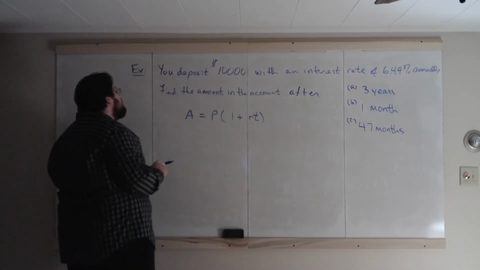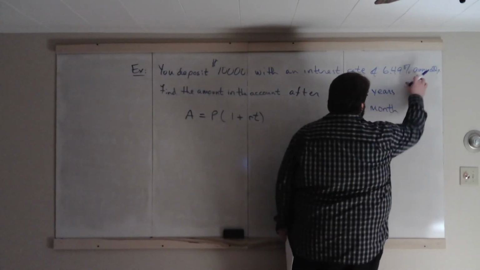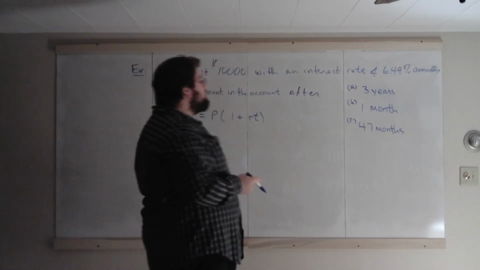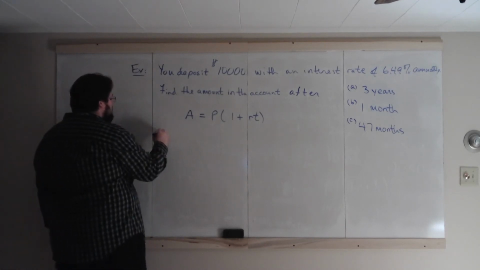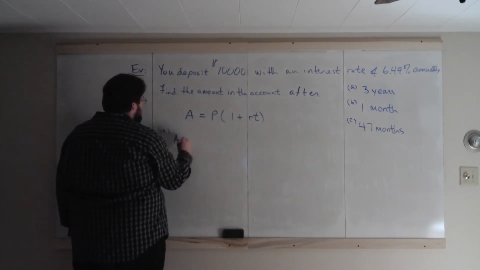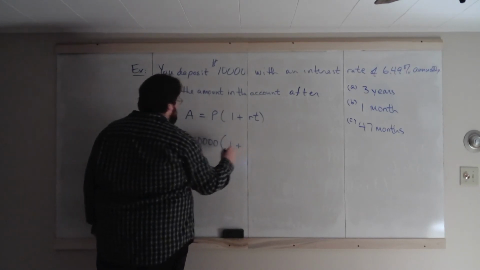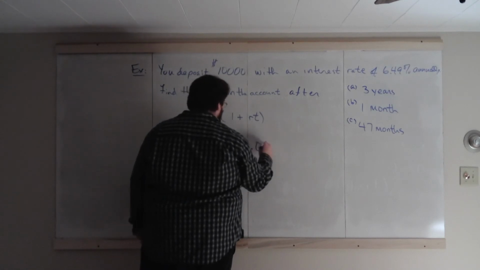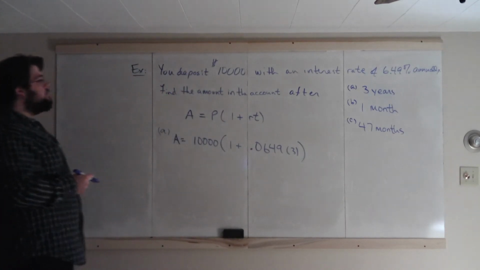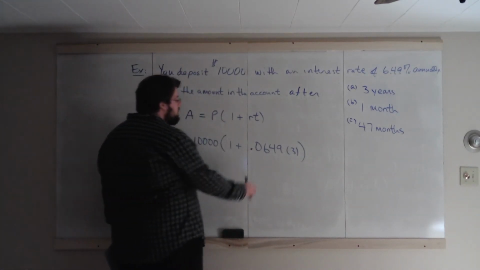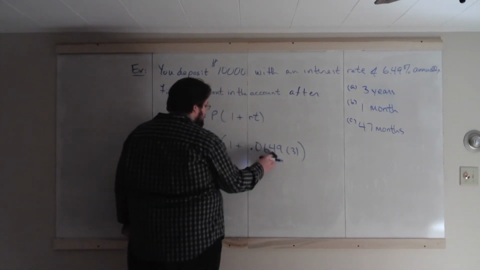The amount in the account is P times 1 plus RT, and we're going to have to pay attention to our units for R and T, because we have annually for the interest rate, and for B and C we have months. But for part A, we have years and years. So that's okay. So A equals the initial, 10,000 times 1 plus R times T. R is 6.49%, that's 0.0649. And you can see if you move this decimal place over 2 positions, it would give you the 6.49%.